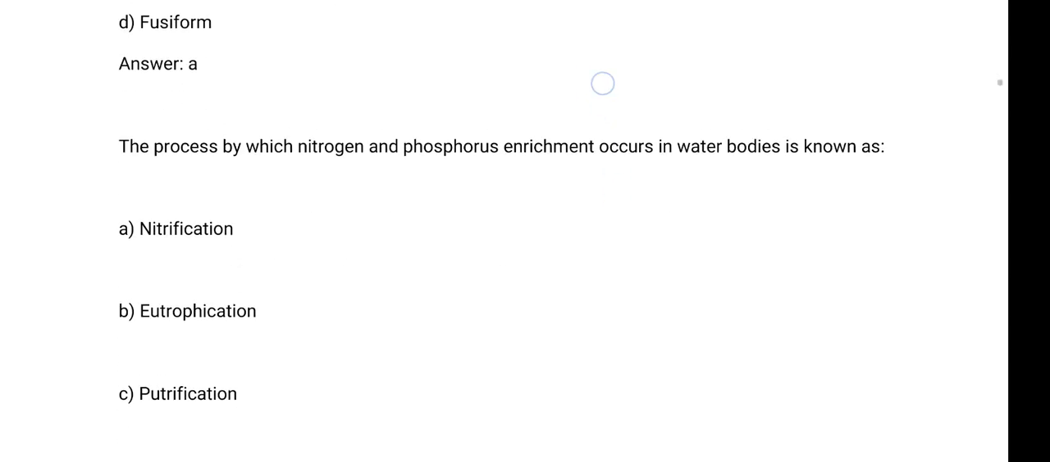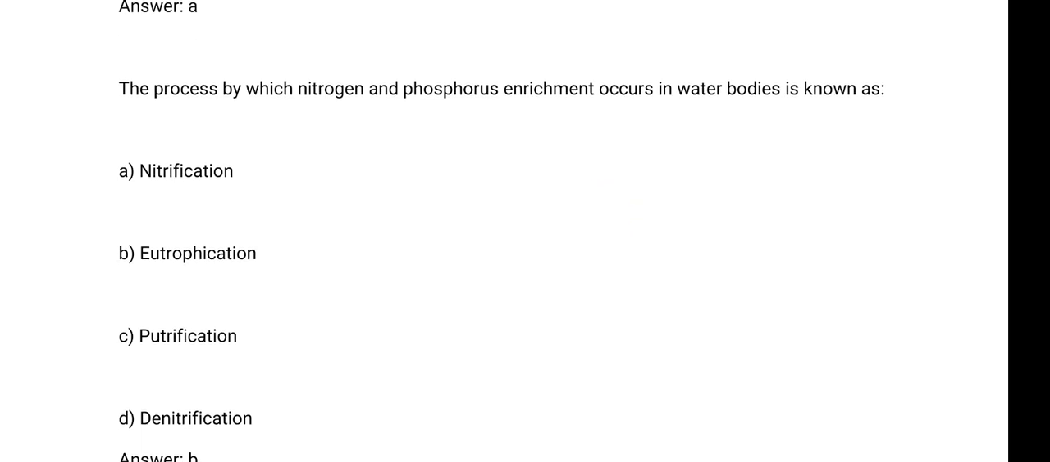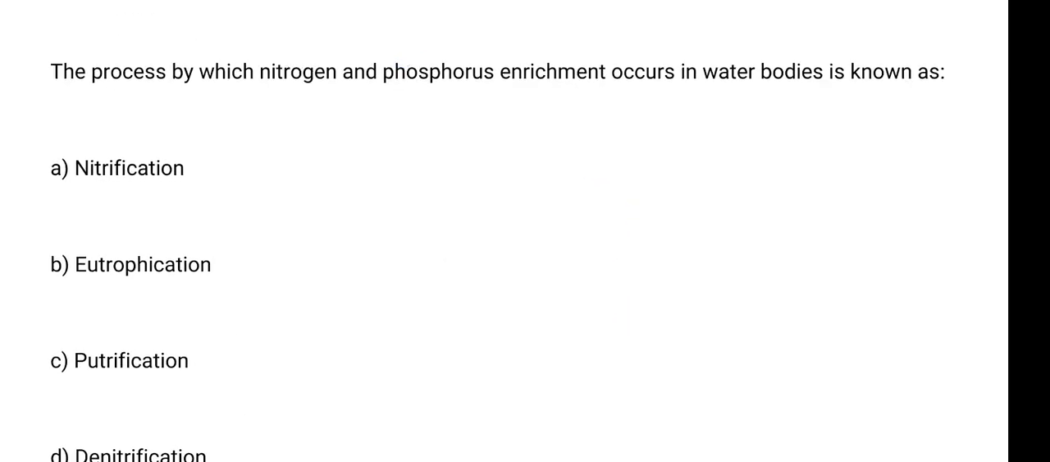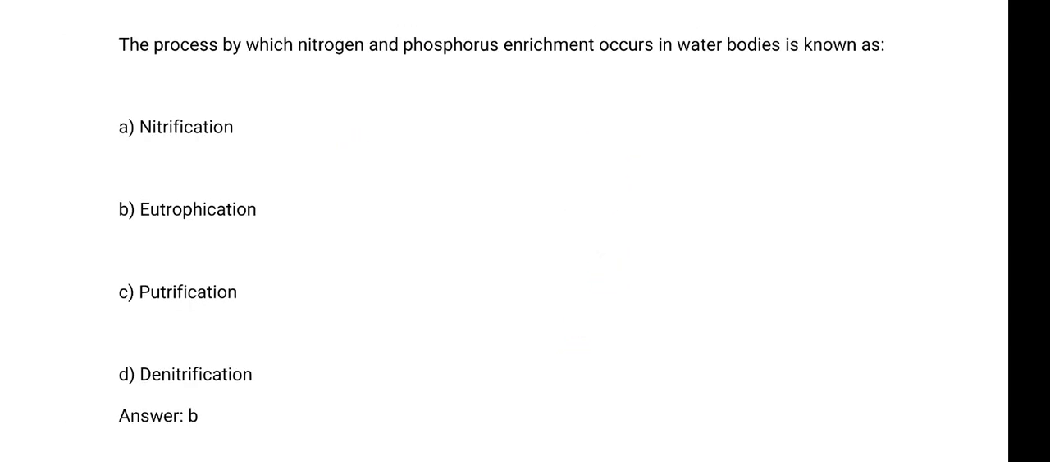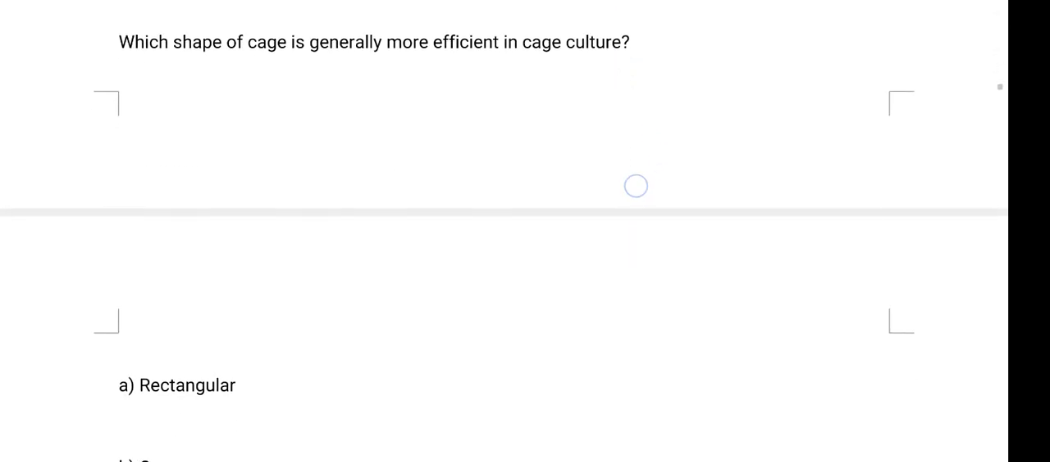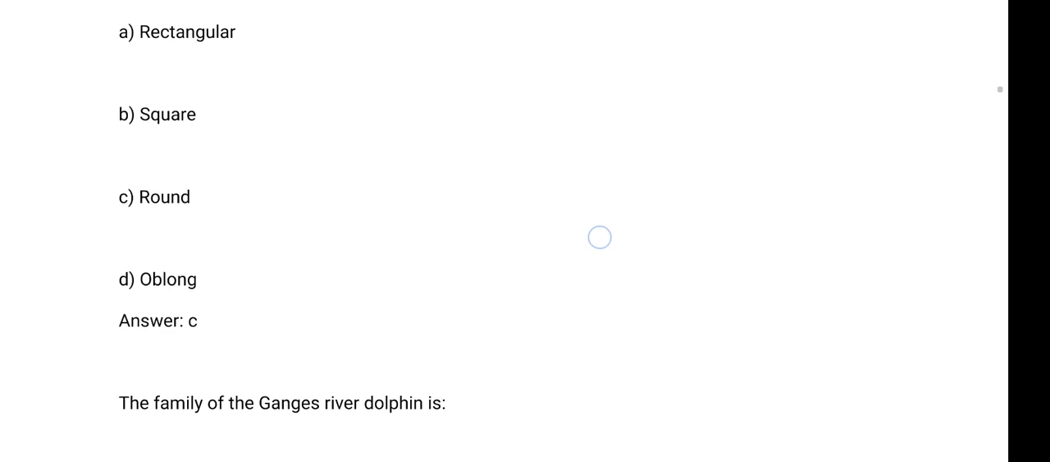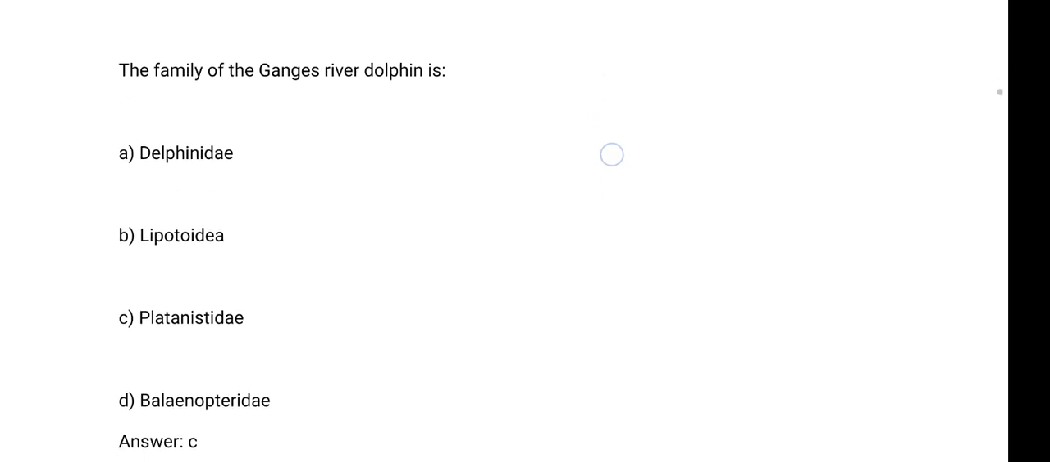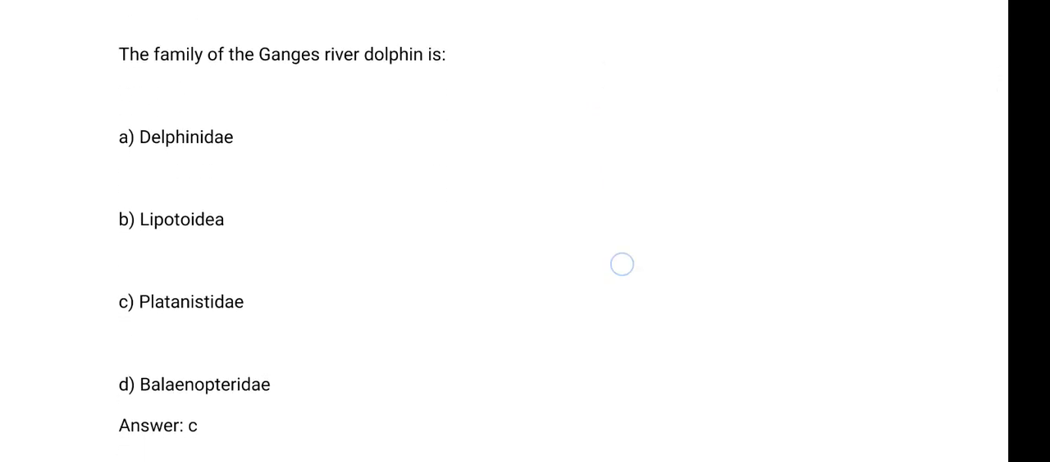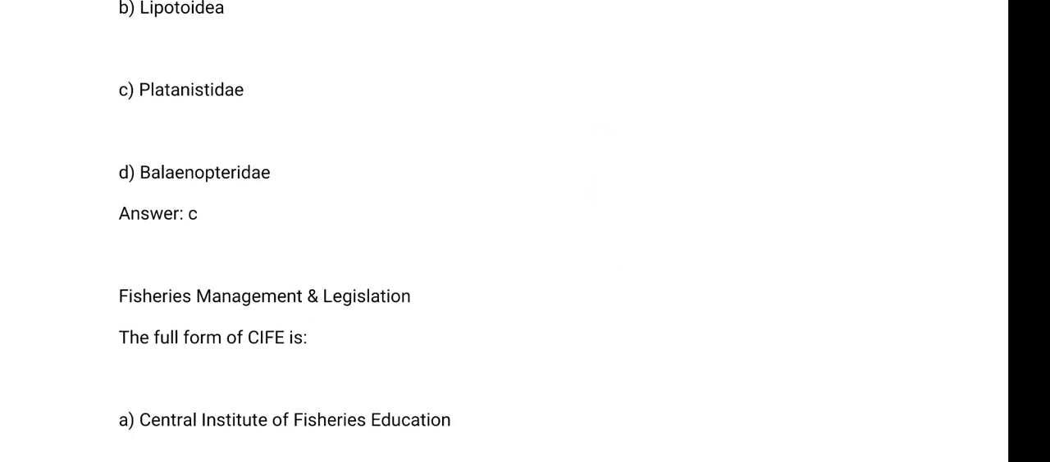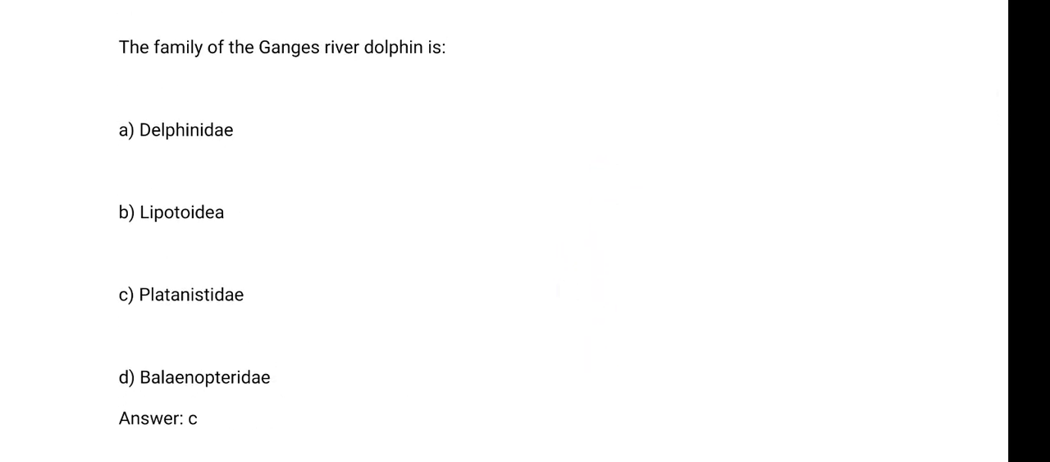Which form of body is found in most reef fishes? So it is depressed. The process by which nitrogen and phosphorus enrichment occurs in water body is known as, so the correct answer is eutrophication. Which shape of cage is generally more efficient in cage culture? So correct answer is round. Family of Ganges river dolphin is, so it is Platanistidae. Scientific name for that is Platanista gangetica.